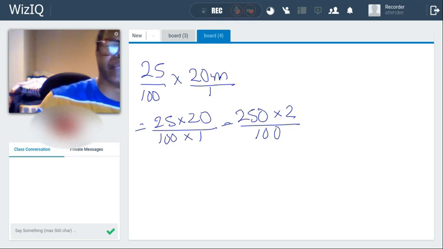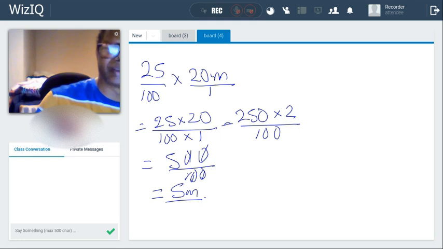250 multiplied by 2? 500. Yeah, so it's easy. Okay, and then you divide by 100. So these cancel and you have 5. So the answer is going to be 5 meters.